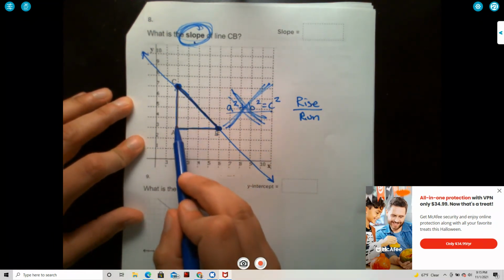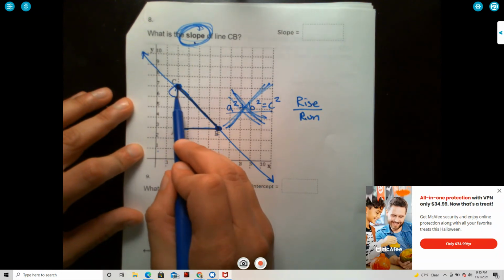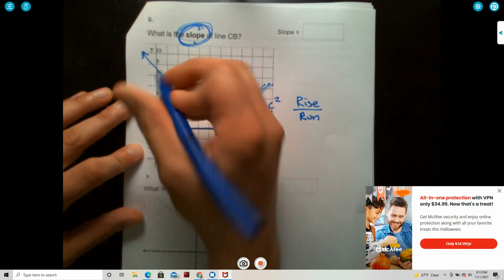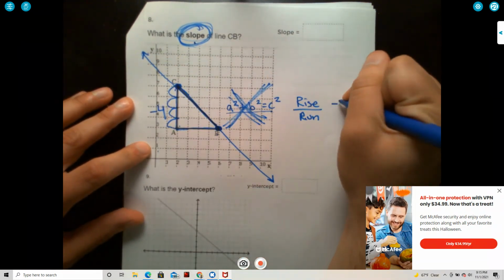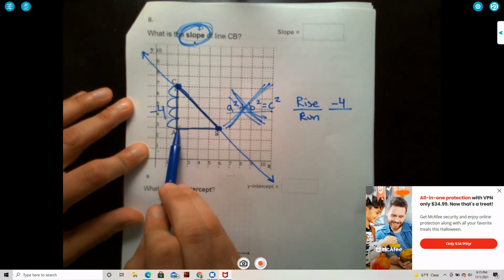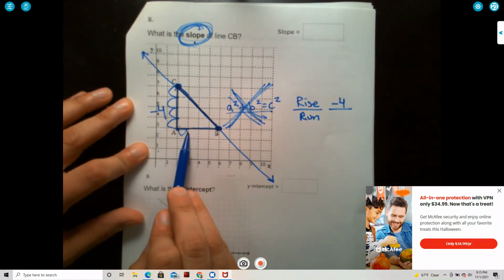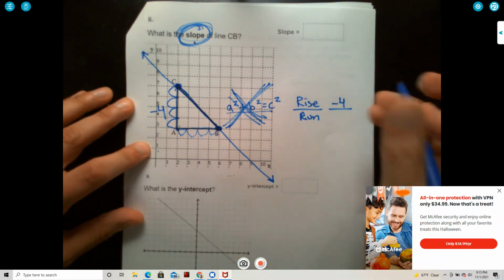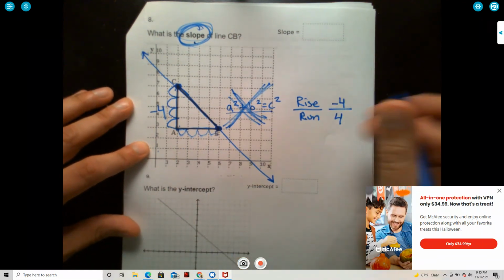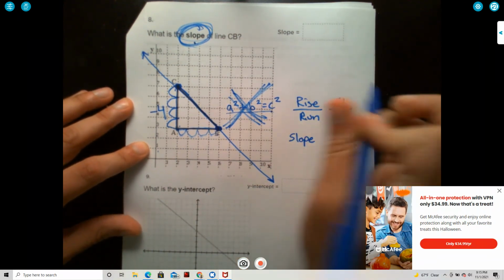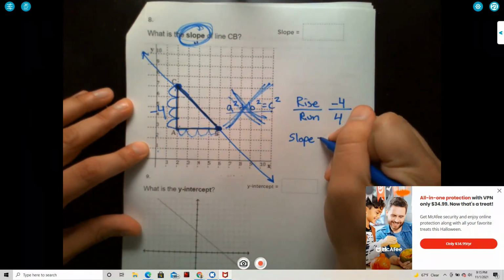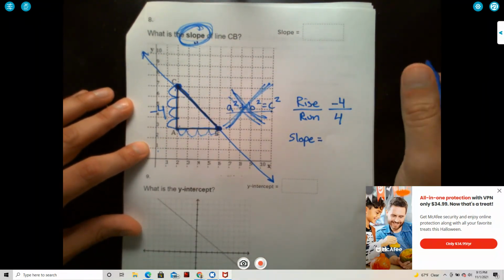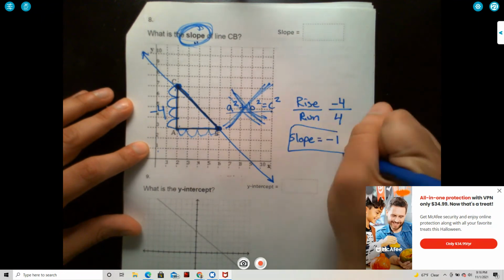So going from here to here, they're in units of 1. We go down 1, 2, 3, 4. So that'd be negative 4. Our rise is negative 4. And then picking up from where we left off, we go 1, 2, 3, 4. Positive 4. So our slope, because that's what the question's asking for, is negative 4 divided by 4, which reduces to just negative 1.